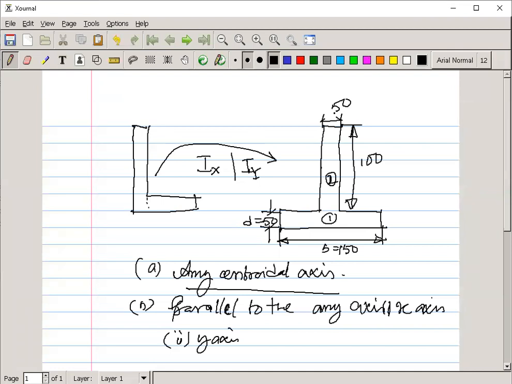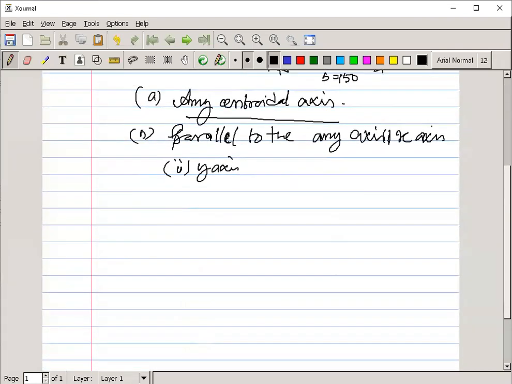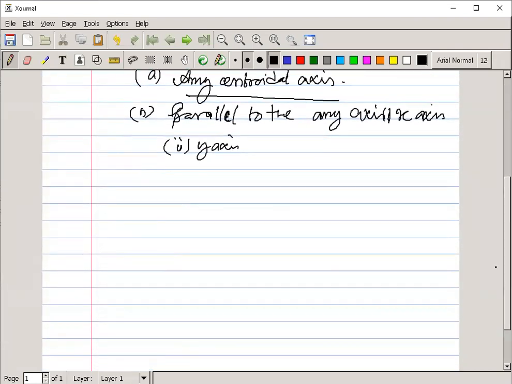So to solve this type of problem, what we have to do first, I already told you, is first you have to divide this into simple elements. Suppose this is your T shape, so you can put it into two sections. One is this section, and another is this section. These are the two sections.